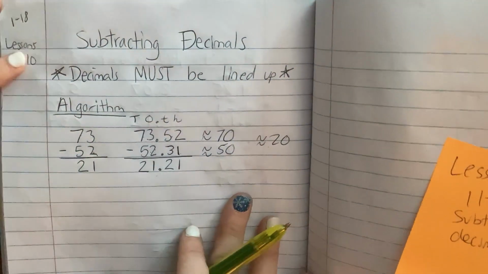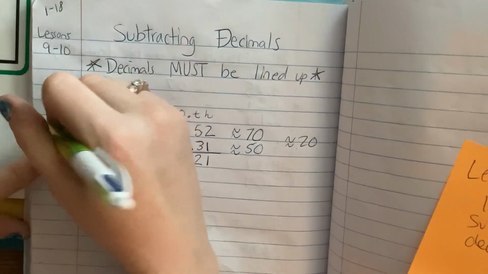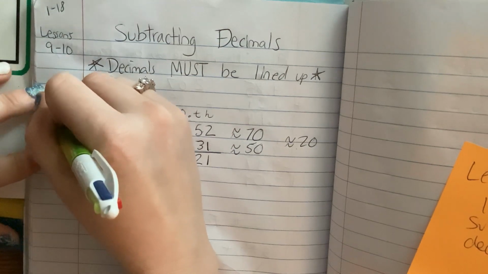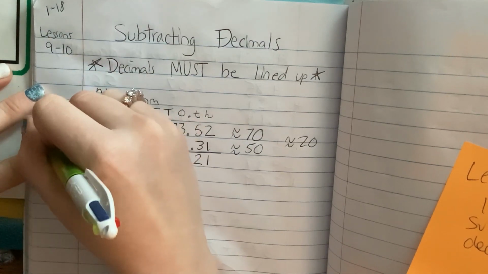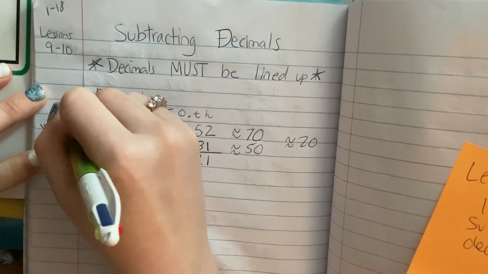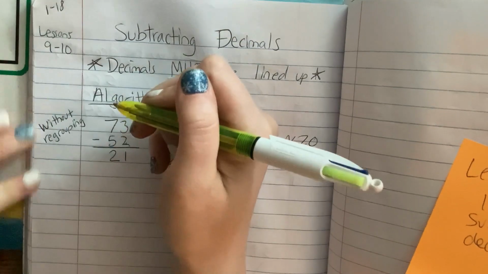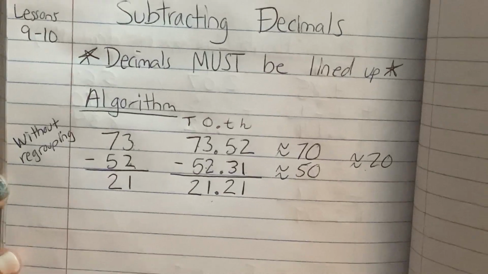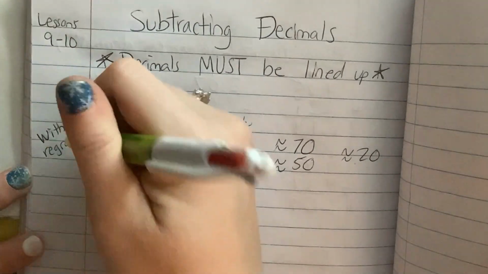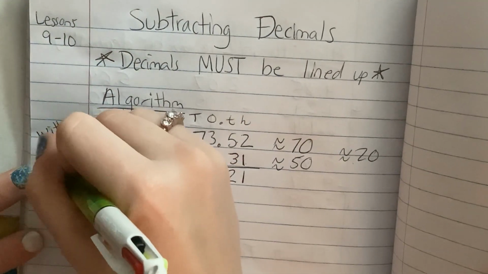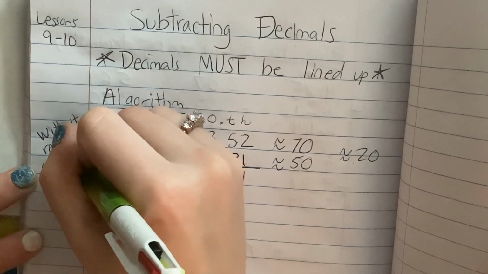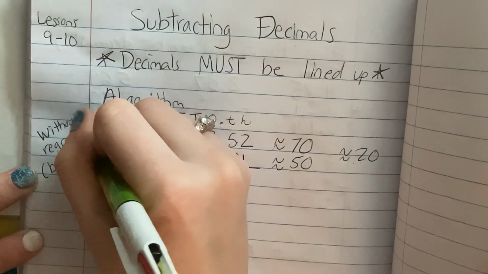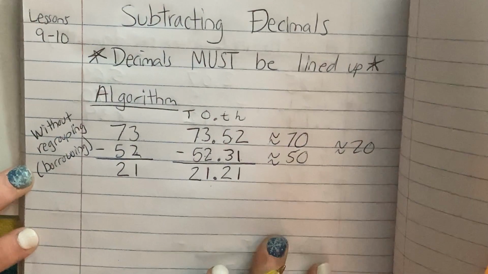Okay, so now let's try some with regrouping. Over here on the side, I want you to put "without regrouping." Regrouping, without regrouping. And then in parentheses, I want you to put borrowing, because that's what they used to call it when your parents were in school.